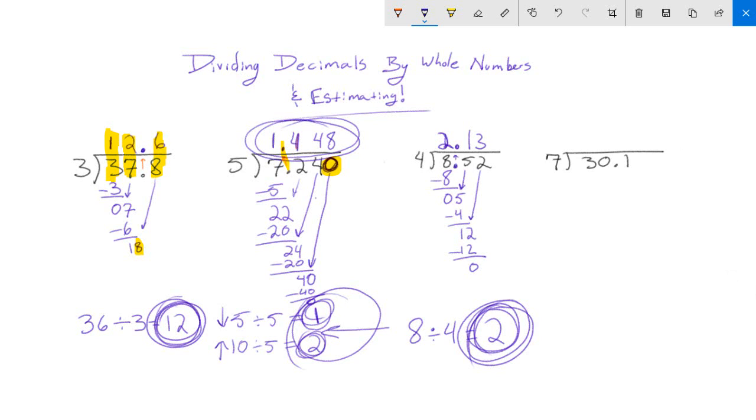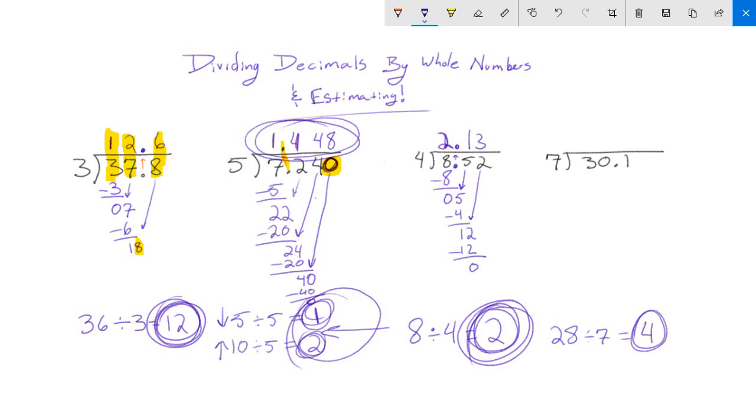30 and 1/10 divided by 7. Okay, let's estimate really quick. I'm going to say 30, I'm going to round that down to 28 divided by 7. So my answer should be close to 4. Okay, so notice I'm not rounding to the tens place, by the way. I'm not rounding to the tens place every time. I'm not rounding to the ones place every time. I'm not even necessarily thinking about front end estimation, right? Rounding to the farthest left number.